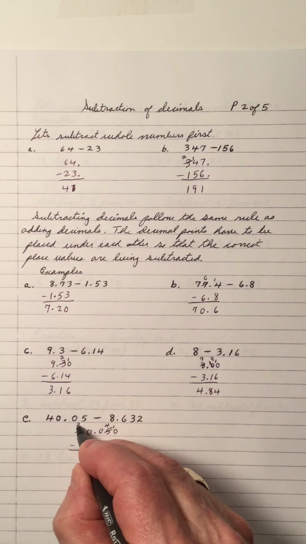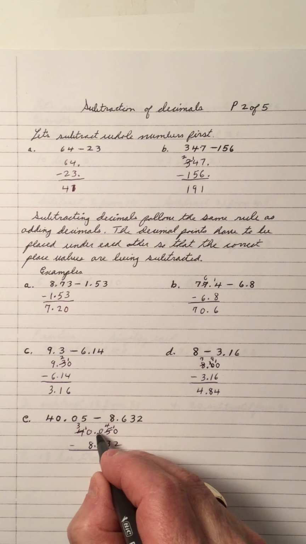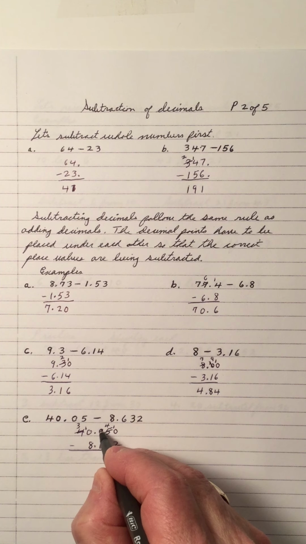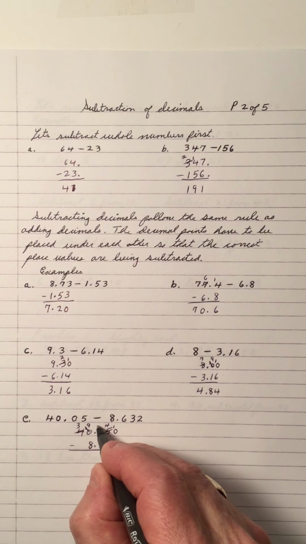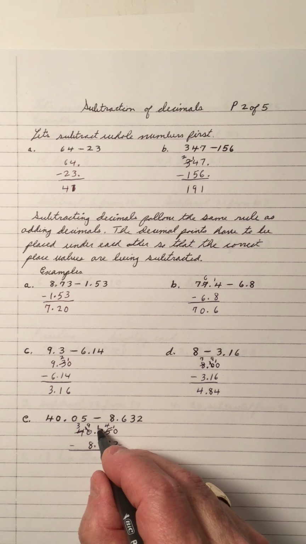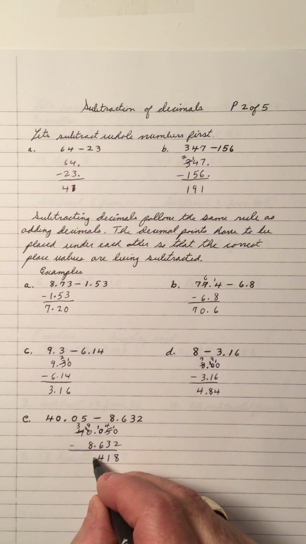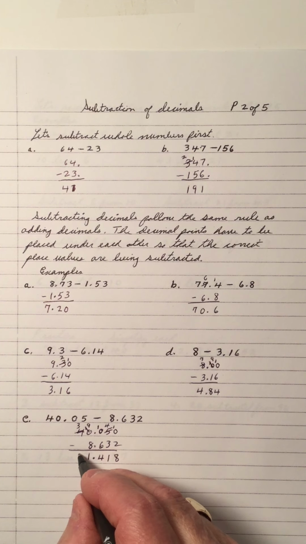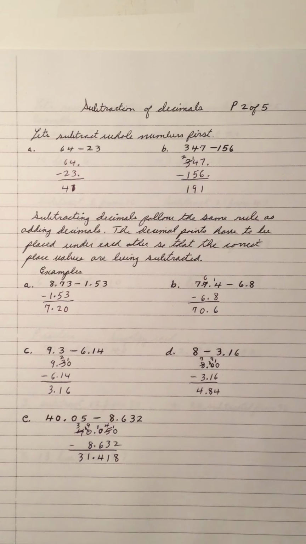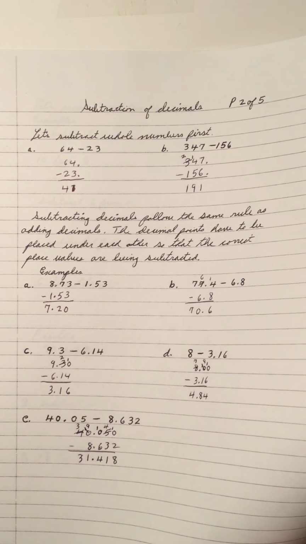So the 4 becomes 3, and that becomes a 10. But I still got to get over to the tens place. So 10 becomes 9, and I get a 10. 10 subtract 6 is 4. Bring in your decimal. 9 subtract 8 is 1. 3 subtract 0 is 3. And that's how you subtract decimals.